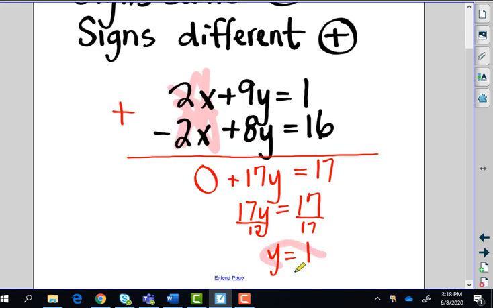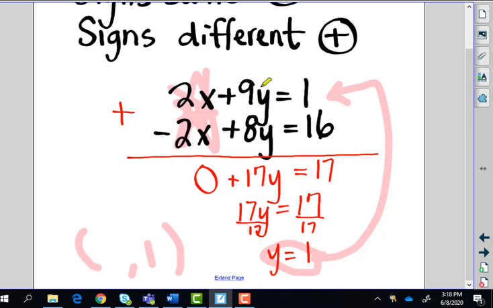And then you substitute. This one's not finished, but you would take that, substitute it into one of the other equations, and that will give you your x value. So we know 1 is the y value. Let me just do it real quick in my head. 2x plus 9 times 1 equals 1.